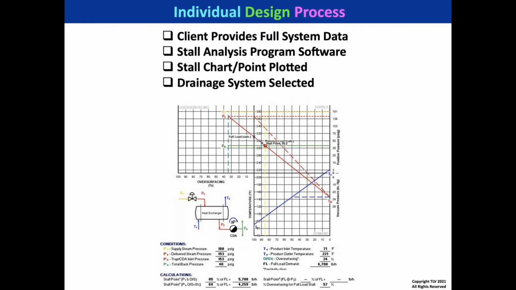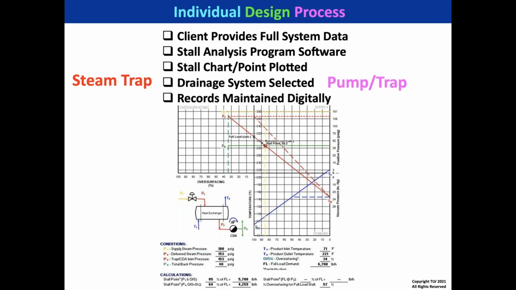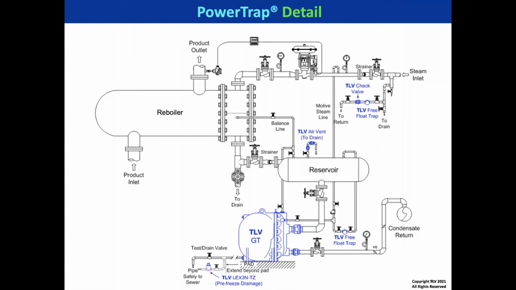And then from that, and the discussion with the client about the demand load range, we'll select a basic drainage system, whether it's a steam trap or a pump trap. And we maintain those records digitally. Now, before we provide those records back, every single application must be reviewed by 4 individual members at TLV. We can also provide details so that people can see the flow into the reboiler and get a basic idea what the piping is accomplishing in terms of fluid dynamics. So that is provided also at no charge if it's ever needed.